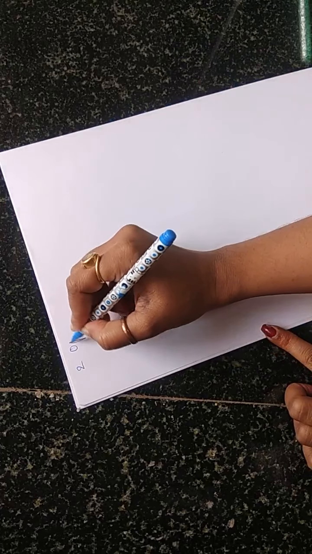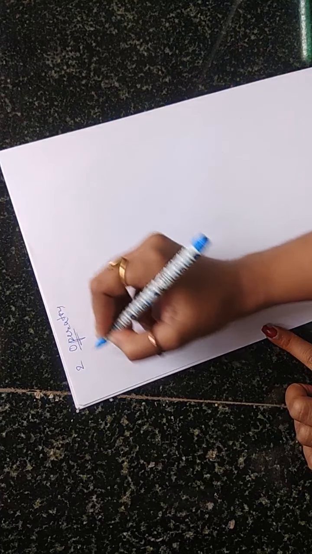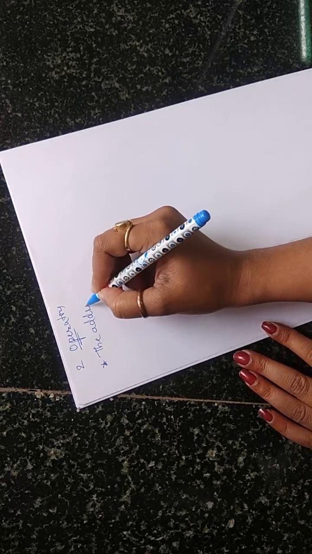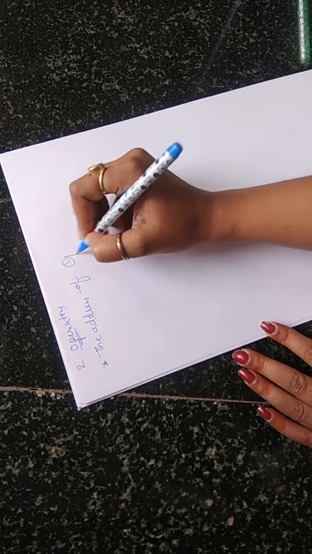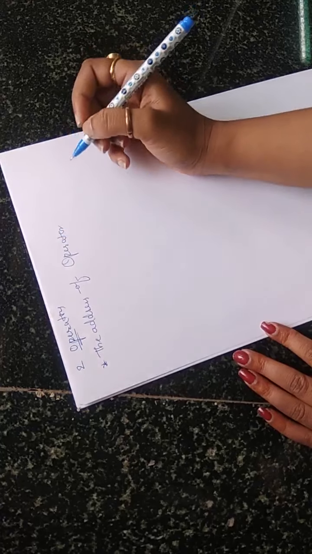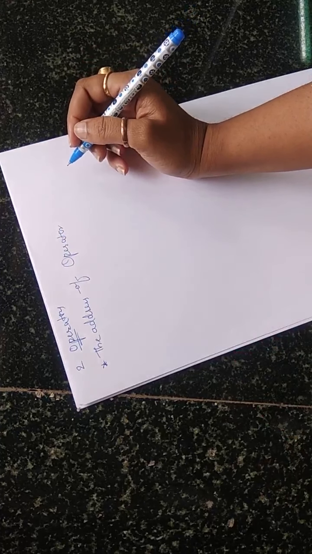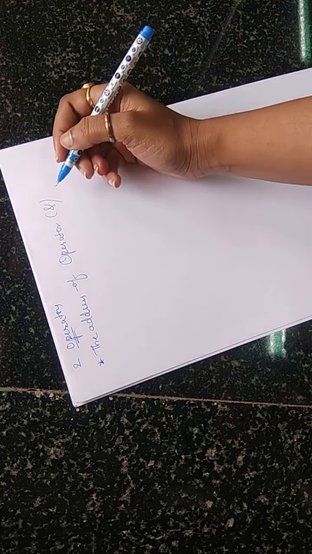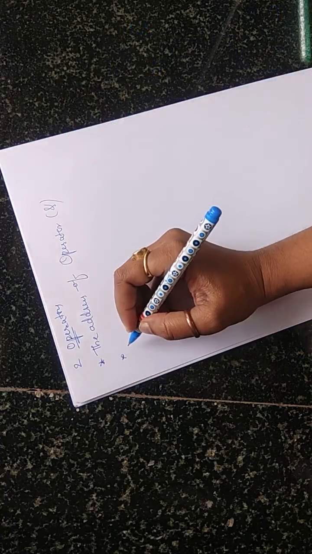In the previous sessions we were dealing with the operators of pointers. In pointers we have totally 2 operators. The first one is the address of operator, and the symbol we use for this address of operator is the ampersand symbol. Done? The next operator we have is the pointer operator.